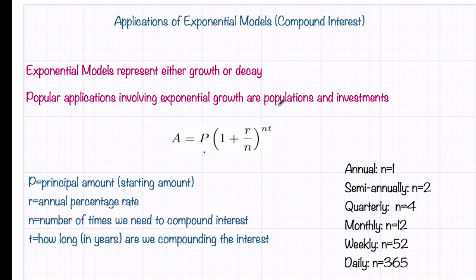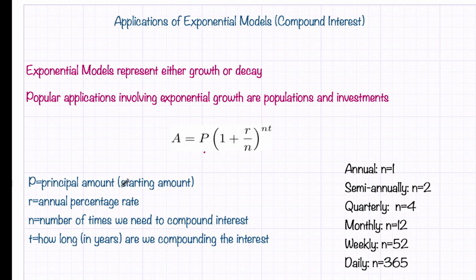But you could have a population that decreases exponentially and an investment that decreases exponentially, although you would not want to have that. Typically, we look at populations and growth and investments in growth. Now, the equation that we use is going to be A equals P times the quantity 1 plus R divided by N, to the N times T power.